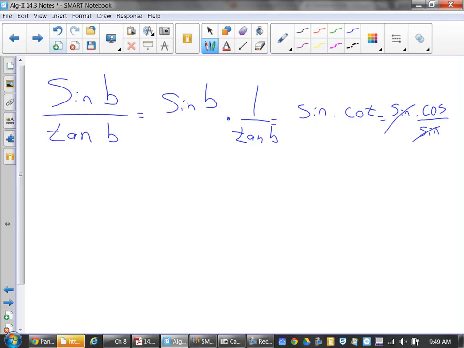And this is a good point, Hannah, of why I forget letters, the theta or the x. So why is sine of b divided by the tangent of b equal to cos b? Because of that.